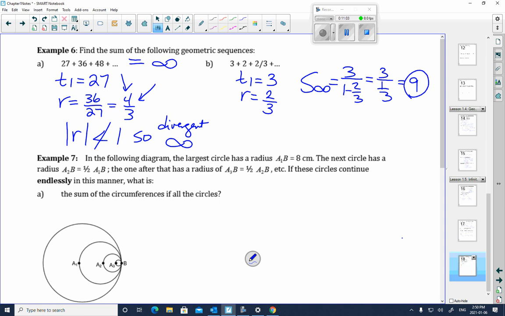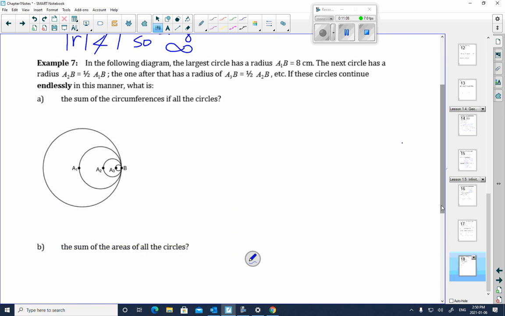All right, so for the following diagram, the largest radius is 8 centimeters. So from here to here is 8 centimeters. Then it's half of that, so that means from here to here is 4 centimeters, etc., etc. So the sum of all circumferences of all the circles. So you have to know that the circumference is 2 pi r.